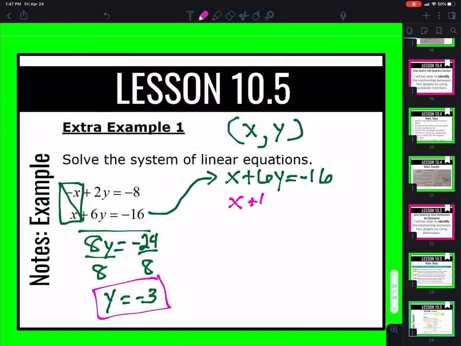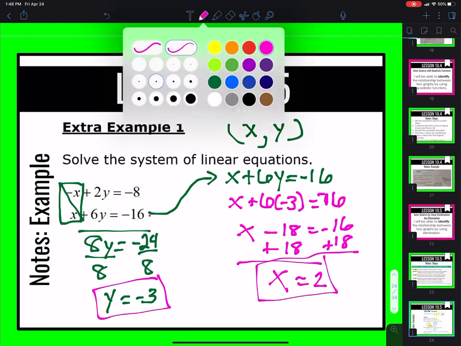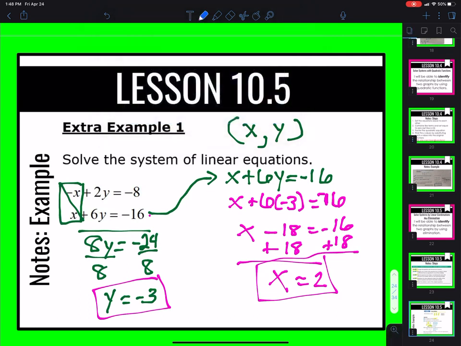So I have x plus 6 times negative 3 equals negative 16, because that's in the given problem. I'm left with x minus 18 equals negative 16. One-step equation here: add 18 to both sides, and I'm left with x equals 2. So now I have my x value and my y value. Now that I know where these two lines intersect, I can write my coordinate point, 2 comma negative 3, and that is the solution for these two linear equations.